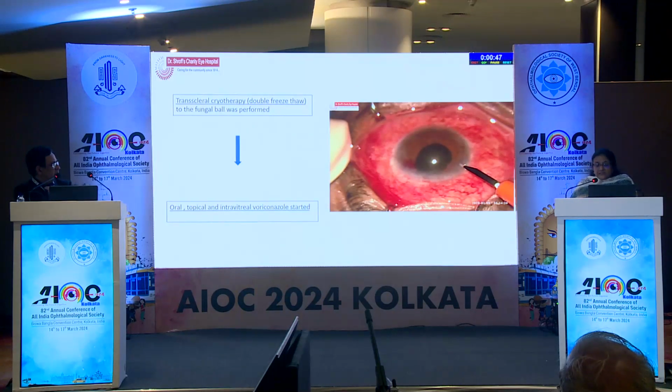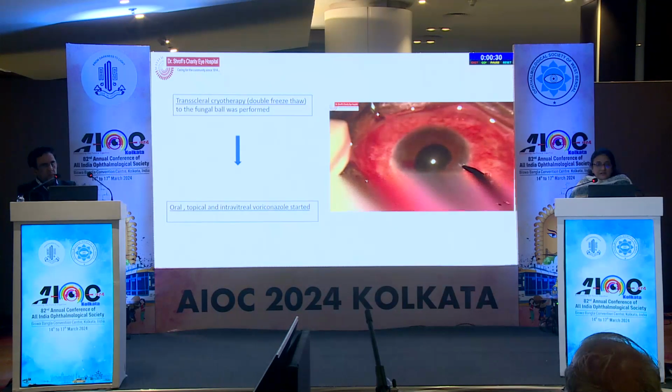So we knew that the vitrectomy and IOL removal had all gone waste and the patient was still having a persistent fungal infection behind the iris. So we decided to do a transscleral cryotherapy, a double freeze thaw to the fungal ball, and oral, topical and intravitreal voriconazole were again restarted for this patient.